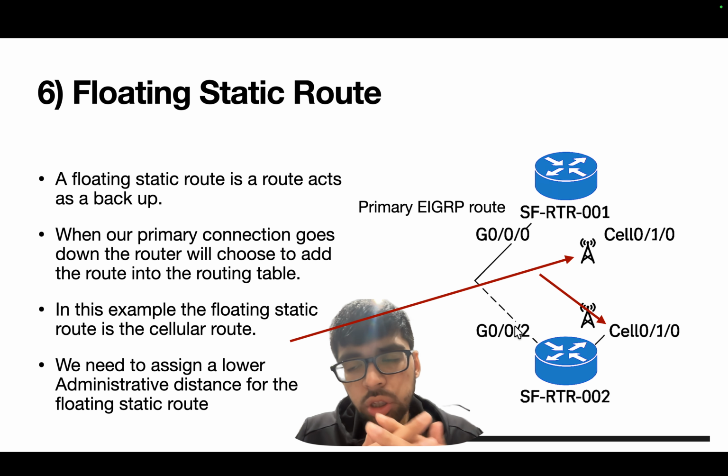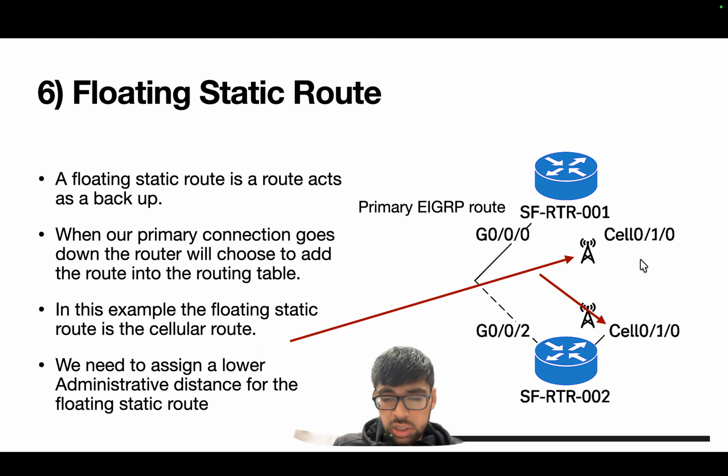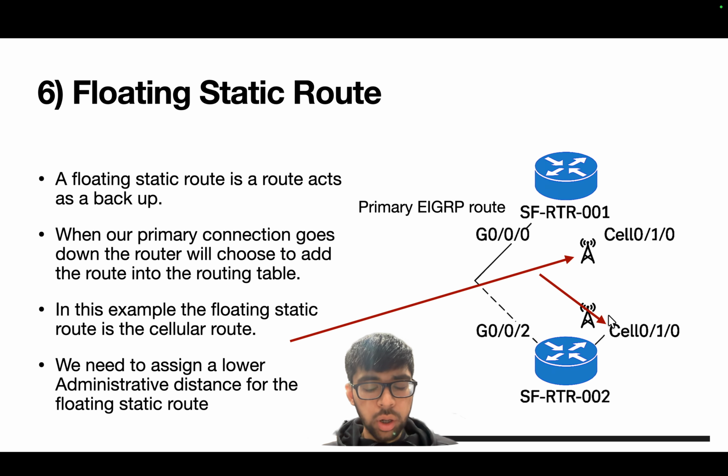However, if that route fails, we are going to use this floating static route, which is a cellular route. We're using cellular communications here, so cellular interface 0/1/0 to the cellular 0/1/0 interface on router 2. So if this primary connection goes down, we use the backup route. The floating static route effectively acts as a backup route. What we need to remember though is we need to assign a higher administrative distance for this floating static route, because this is supposed to be the backup. Otherwise, by default, this will become the primary route, and we don't want that because that's not what it's intended for.